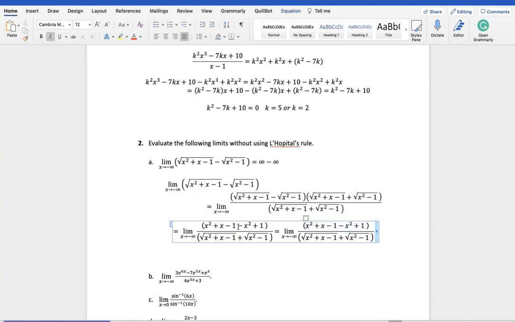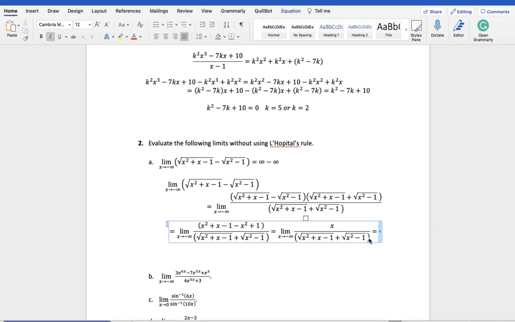So then obviously you can simplify by eliminating the x squared, right? So you eliminate the x squared, and then you're left with the x minus 1 plus 1. So the 1 also is eliminated. So you're left with x in the numerator, right? Divided by the sum of these square roots, right?